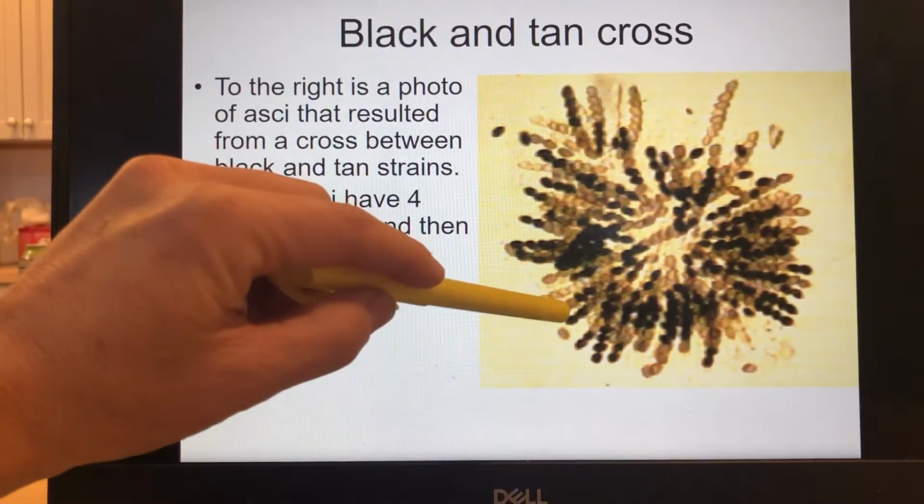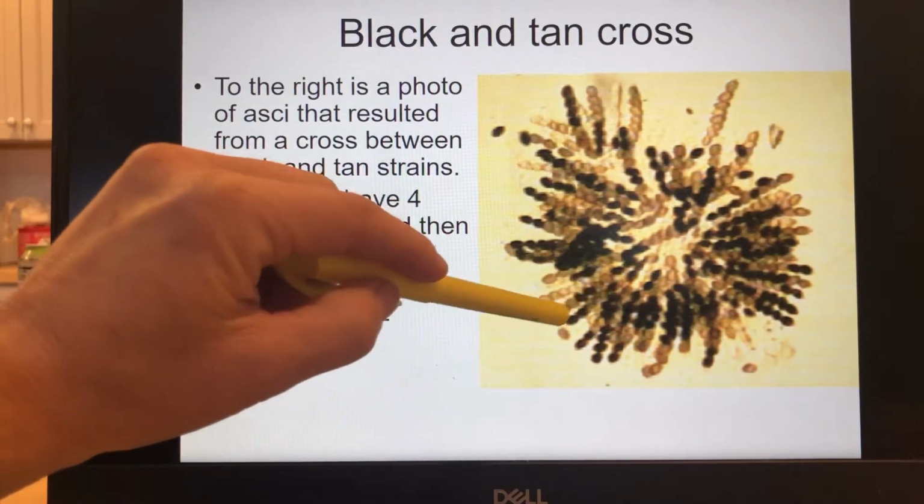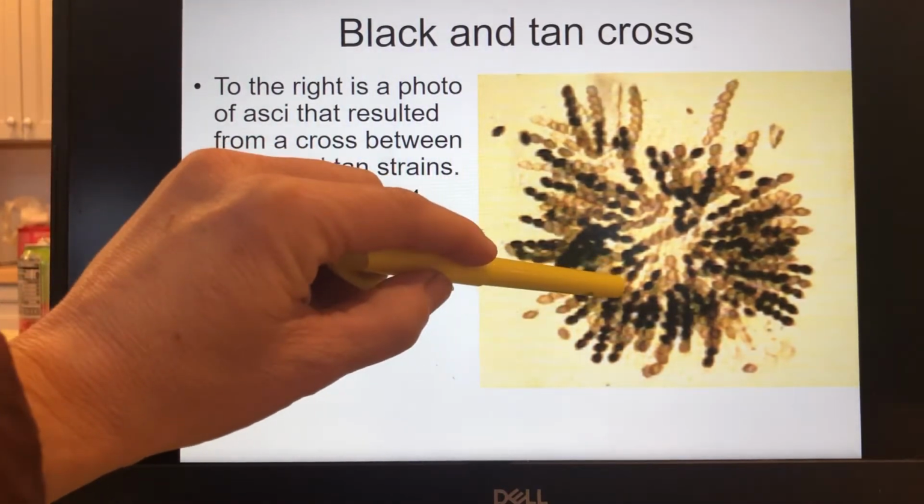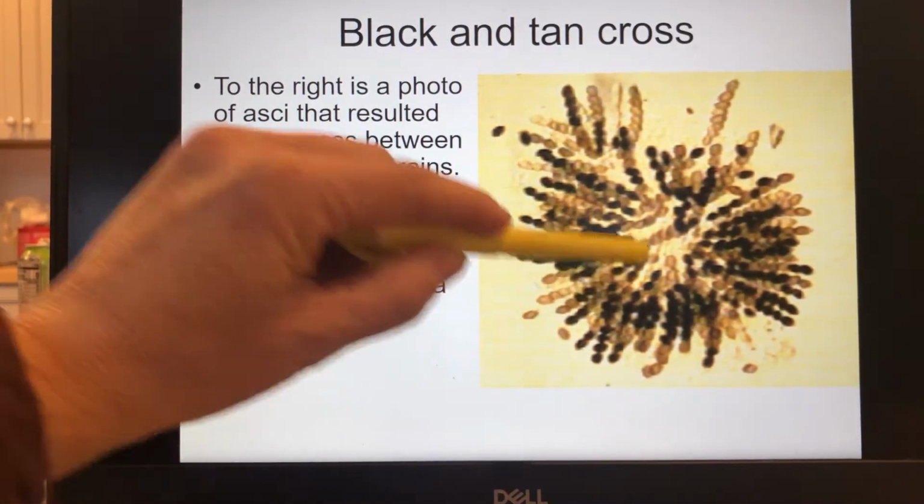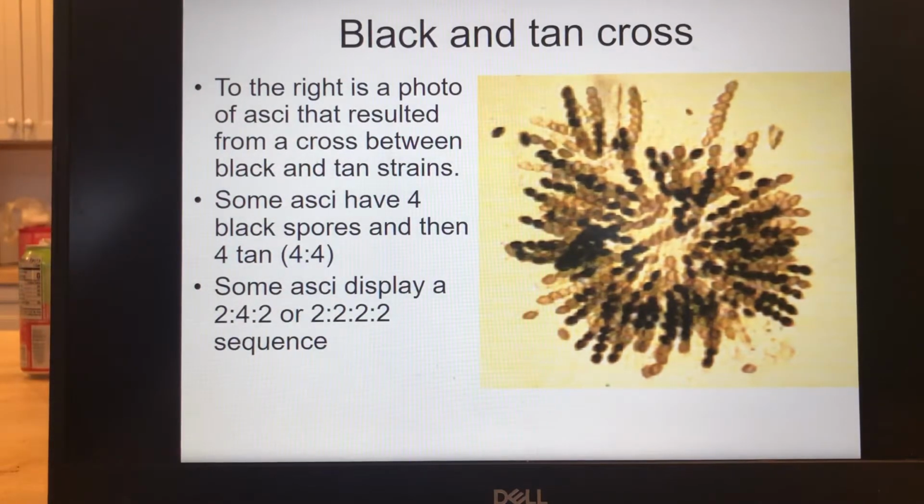Here's a 2 to 2, 2 here, 2 here. So 2 white, 2 black, or not white, tan, 2 tan, 2 black. So that's an example of where we'd have some evidence of crossover.